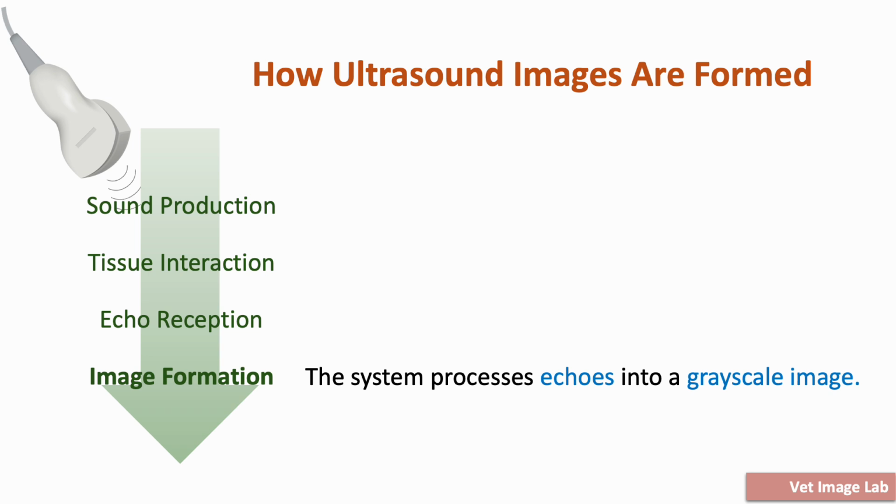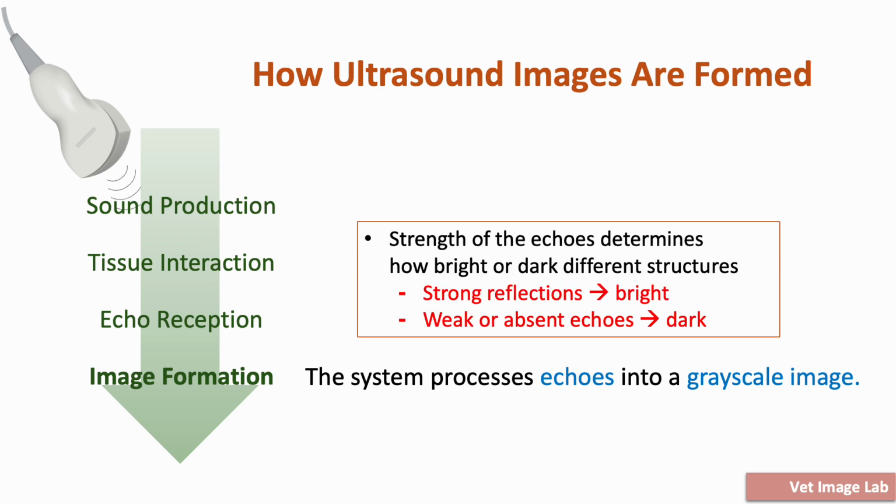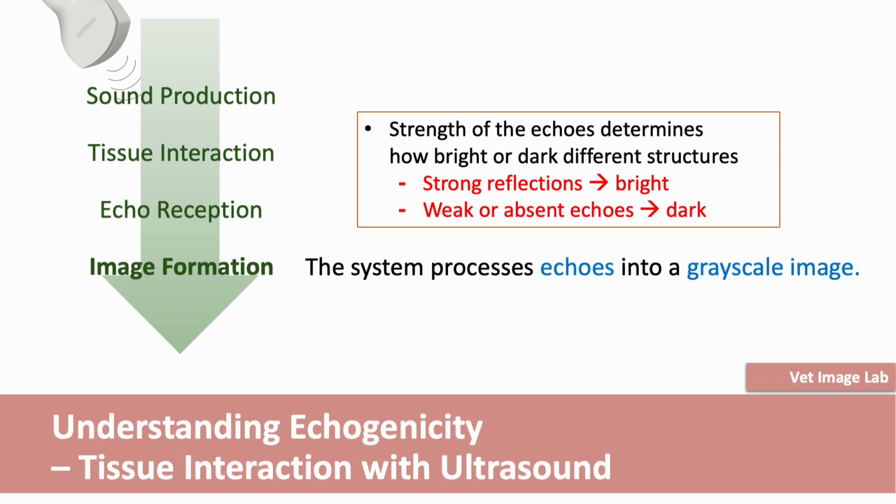Then the transducer detects the returning echoes and sends the data to the ultrasound machine. The ultrasound system processes these signals into a grayscale image, displaying structures with varying echogenicity. The strength of these echoes determines how bright or dark different structures appear on the image. Strong reflections create bright areas. Weak or absent echoes result in darker regions. This is how ultrasound provides a real-time image of internal structures.